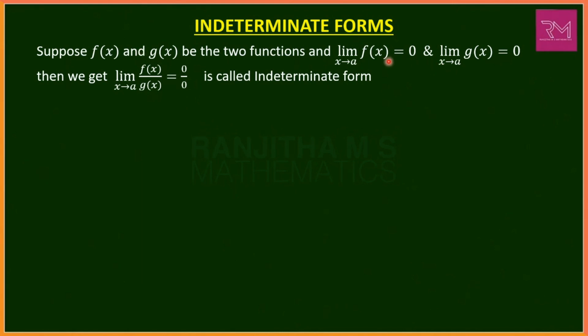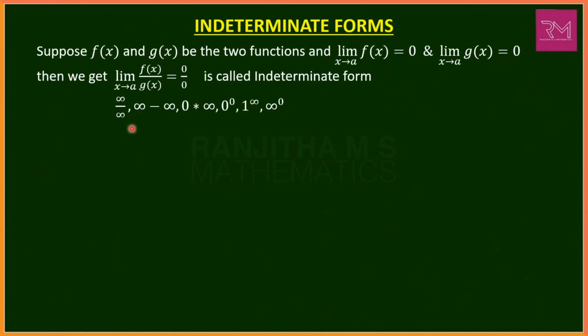Here we have two limits, that is limit of f of x as x tends to a is equal to 0, and limit of g of x as x tends to a is equal to 0. Then we get the limit of the form f of x by g of x as x tends to a. We get the value as 0 by 0 form. Then that form is called an indeterminate form. This is the definition of indeterminate form.